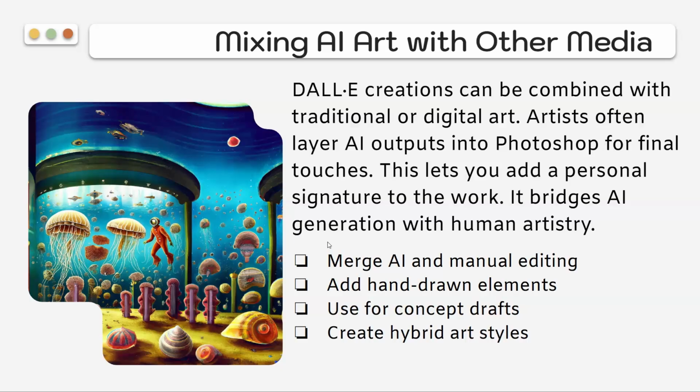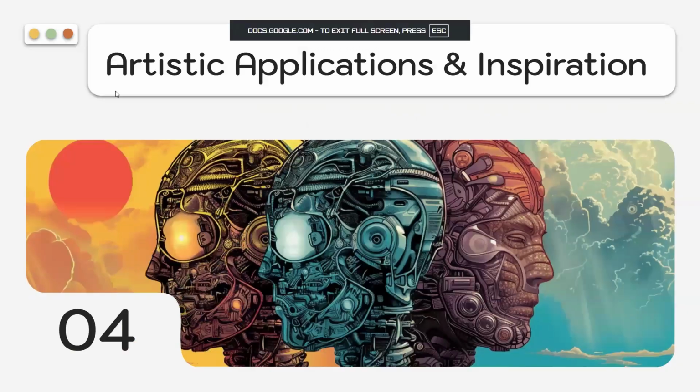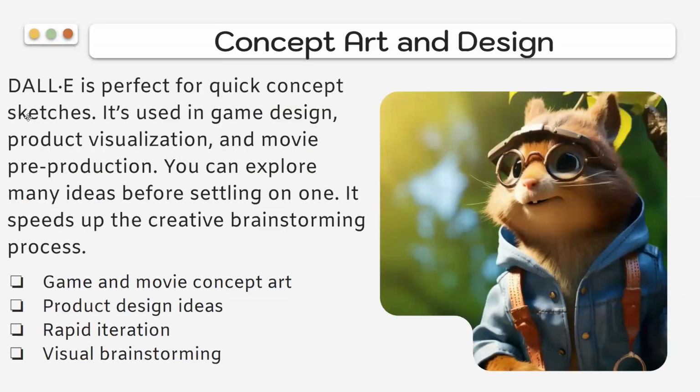So you could merge AI and manual editing. You could add hand-drawn elements, and you could also use it for concept drafts. You can also create hybrid art styles with other media. Four is artistic applications and inspiration. So, concept art and design.